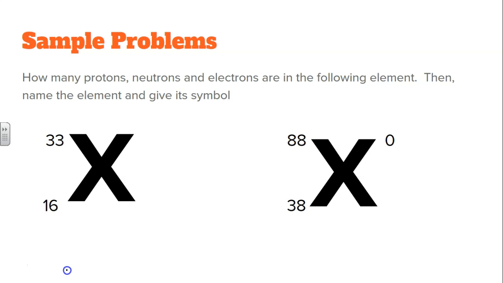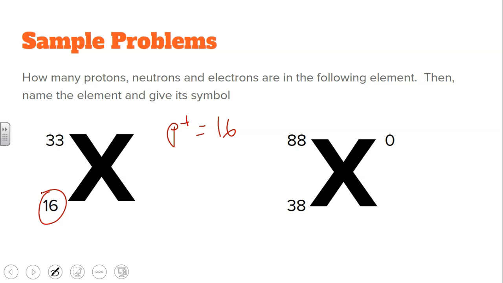Maybe we can do what the question says, and after we determine how many protons, neutrons, and electrons there are, we can name the element. But very straightforwardly, determining the number of protons becomes something that can happen. So we know that the number of protons is 16 because that's this number here.